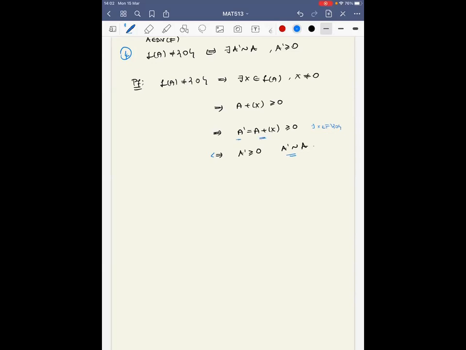So by the assumption, this is going to be positive, and this gives us that such an x is also in the L space of A, so this is a non-trivial space.